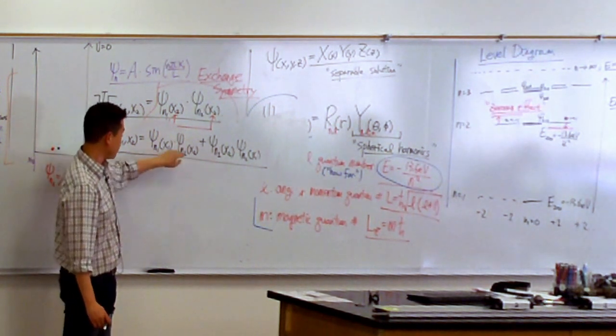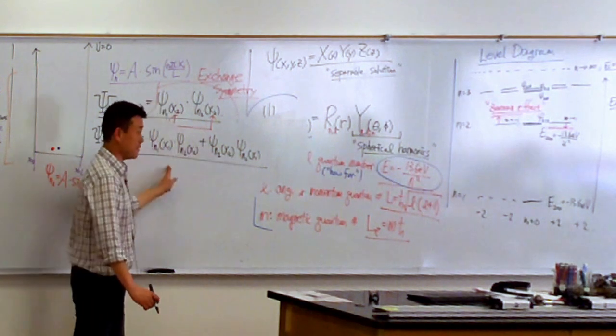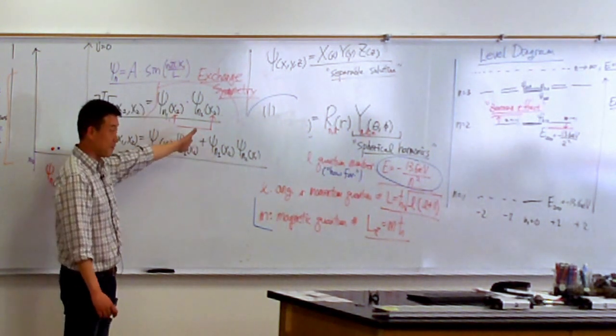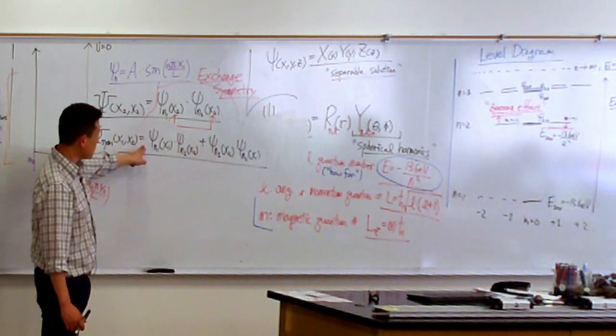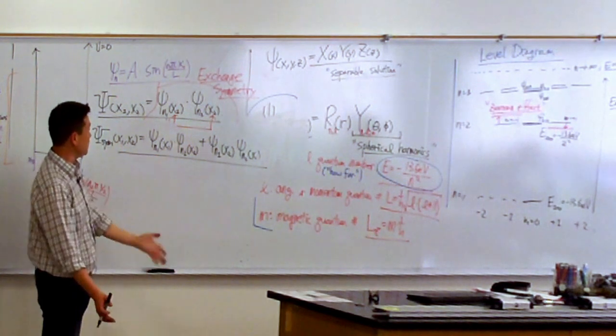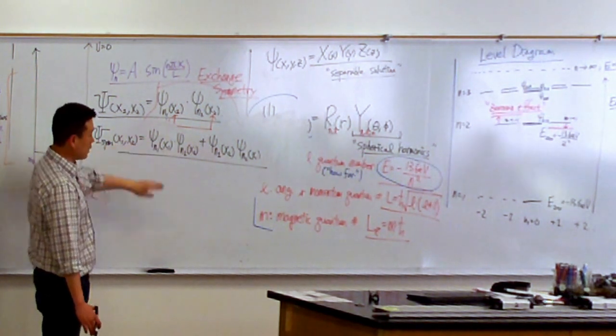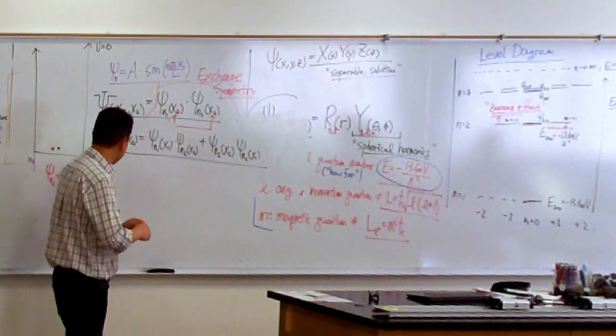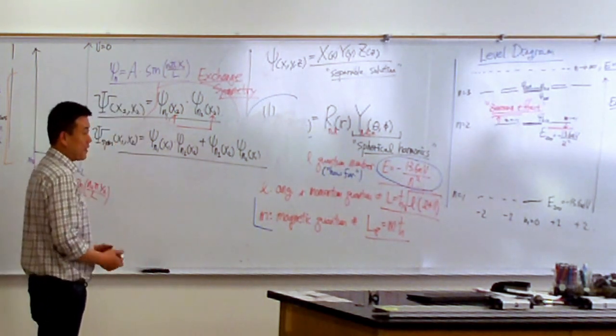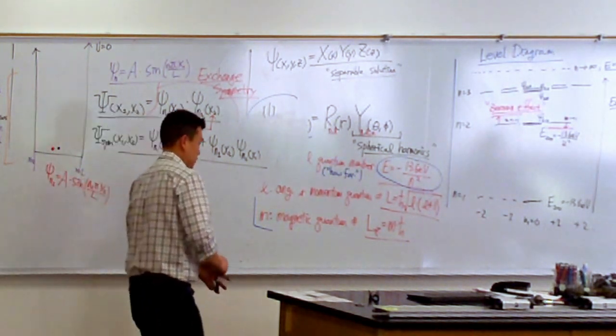Is this symmetric under particle exchange? Because when I exchange, this becomes that, and this becomes this. So the overall sum is symmetric. So this is a wave function that obeys exchange symmetry. This is a symmetric wave function. All right, while we are on this, let me show you one more thing. I can build what's called an antisymmetric wave function.